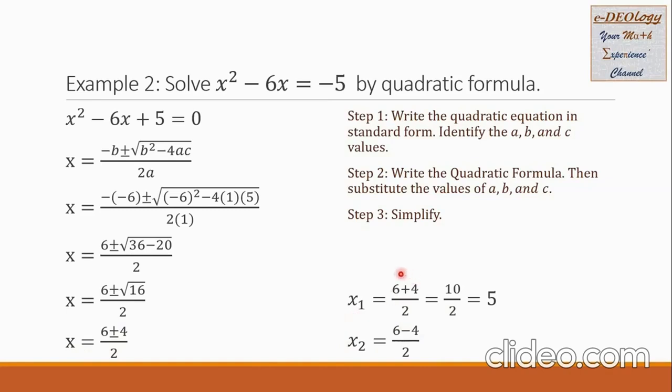For the x sub 1, the 6 plus 4 is 10 over 2, which is equal to 5. For our x sub 2, the 6 minus 4 is 2 over 2, and that is equal to 1. And this is our final answer.